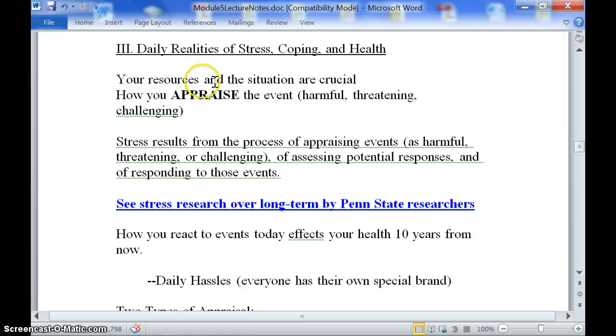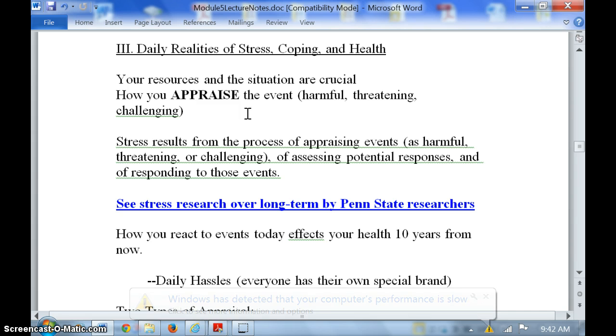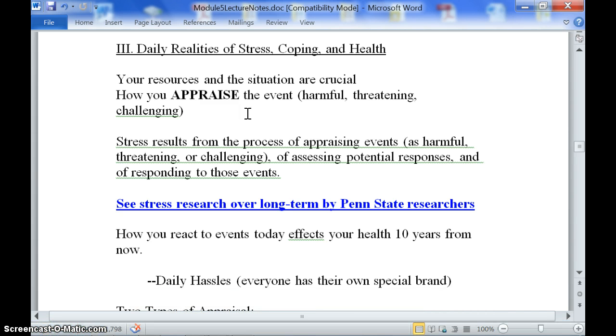And the key element here, and we're getting into now this third section, daily realities of stress and coping and health, is your resources and the situation are crucial. And ultimately, and I don't want to make this all just psychological, but it's ultimately how you appraise the event or perceive the experience. Do you perceive an event as harmful and threatening, or do you perceive and appraise an event as challenging and something you want to approach? It's really ultimately that appraisal process that kicks off that stress response.